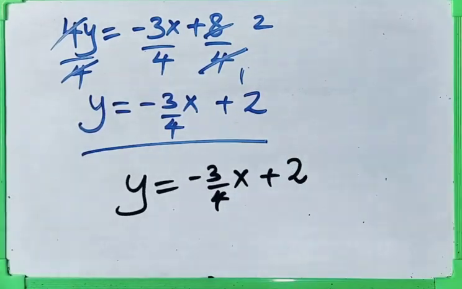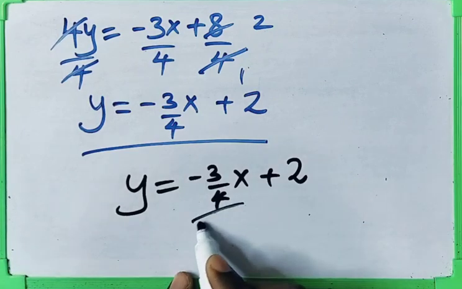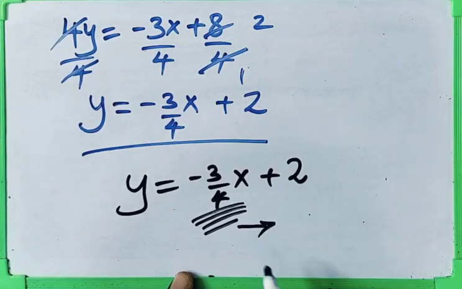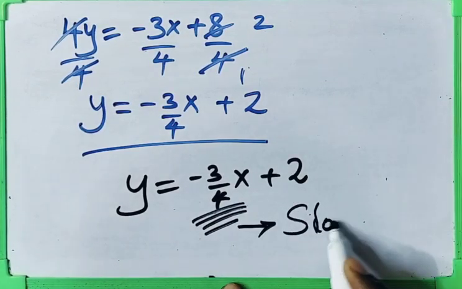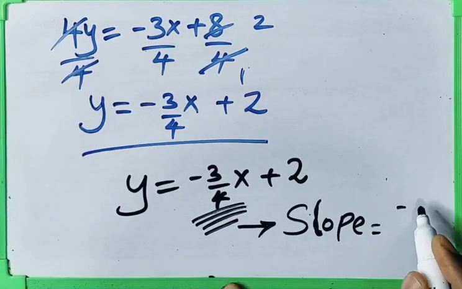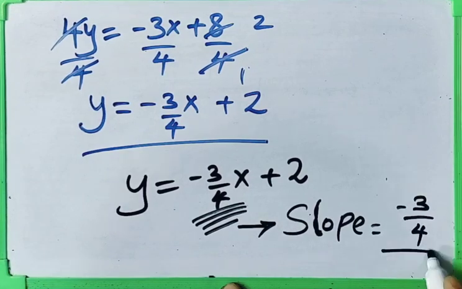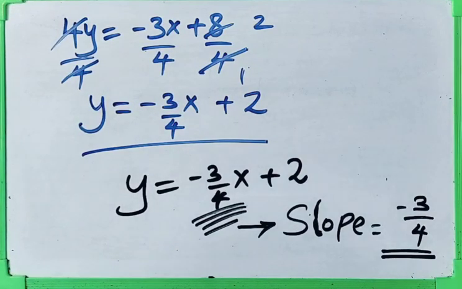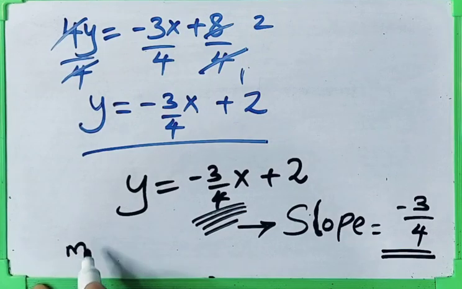And for that matter, the gradient or the slope is negative 3 over 4. So key things here to master, my learner, you have to arrange the equation in the form y is equal to mx plus c. Then secondly, you identify the gradient, which is m, or the slope.